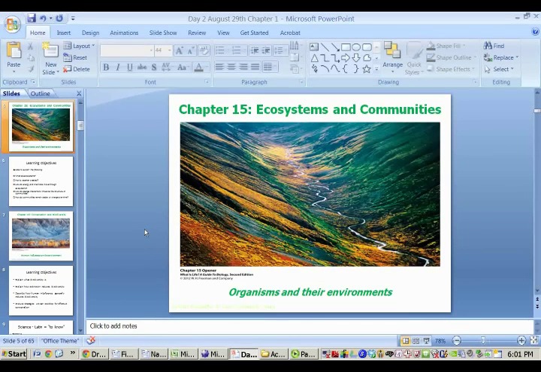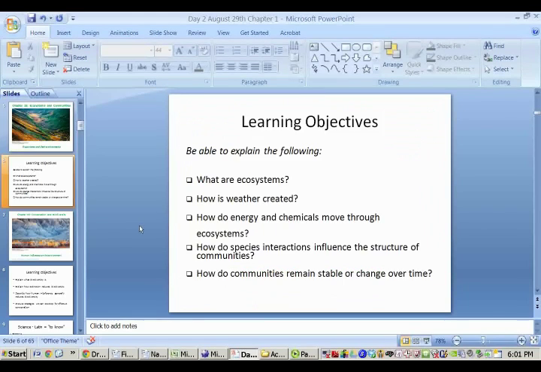We will be looking at ecosystems and communities. This is a community of different types of plants growing in a river valley, and how the environment can have an impact on those different types of communities. Looking at what are ecosystems, how is weather created, how do energy and chemicals flow through ecosystems, how do species interact with one another in the structure of communities, and how do those communities either remain stable or change over time.